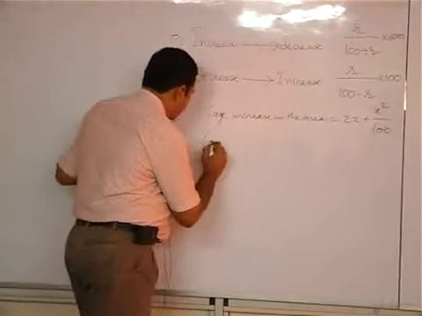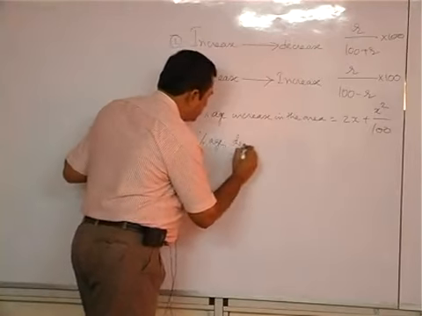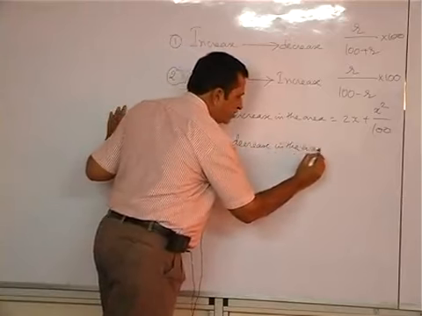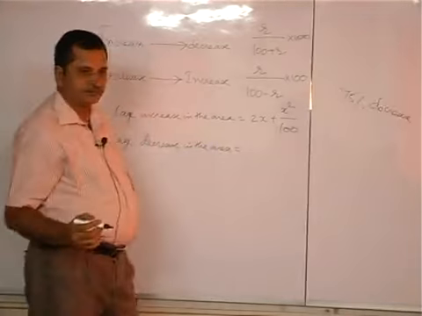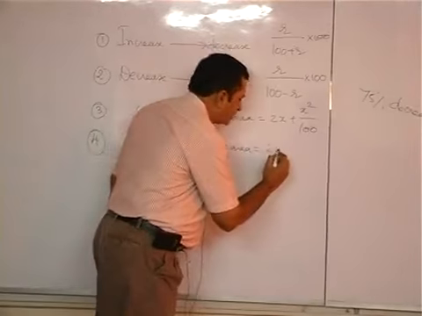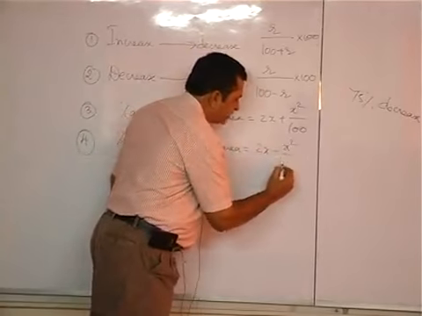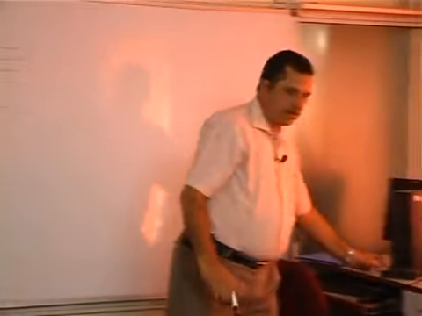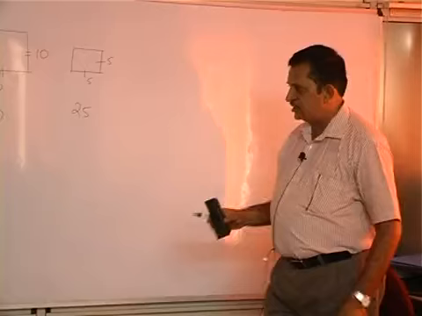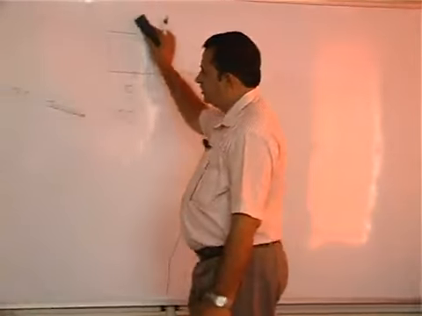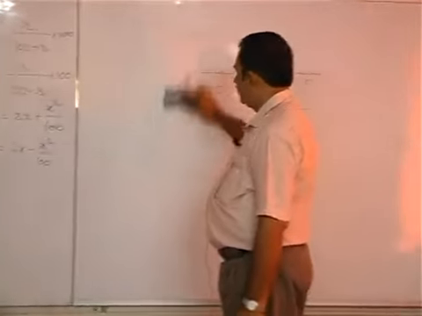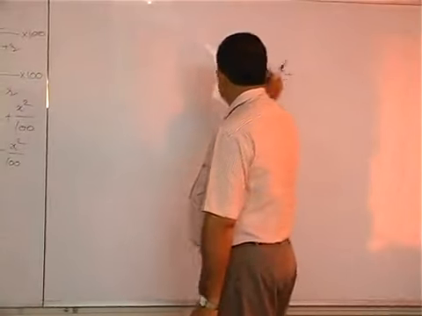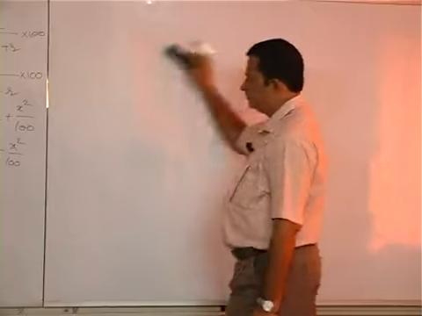Otherwise, the percentage decrease in the area, what is the formula? Percentage decrease in the area is equal to 2x minus x square by 100.